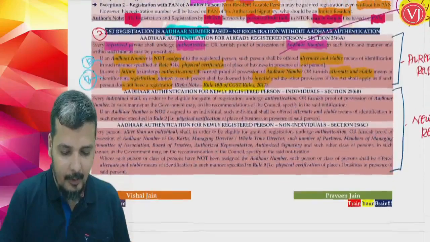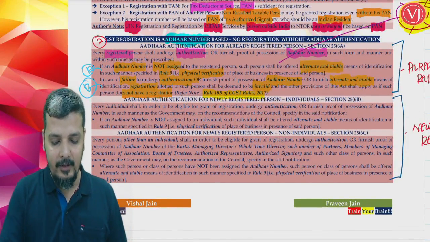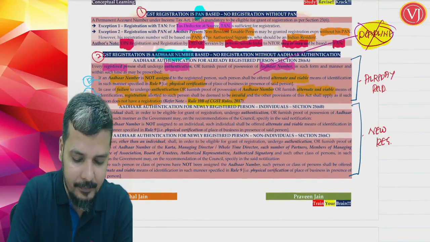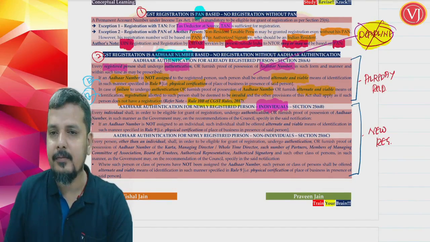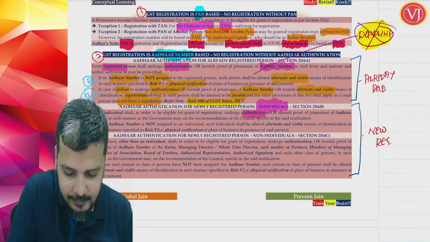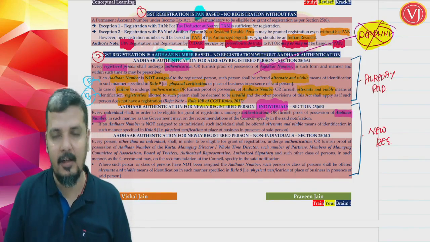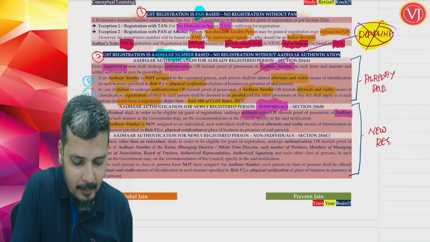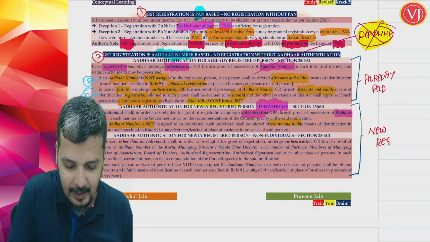Now talking about newly registered persons. If the newly registered person happens to be an individual, then he has to link his Aadhaar number or give the proof of the Aadhaar number. Either link or give the proof of the Aadhaar number. If he does not have an Aadhaar number at all, if you are not linking the Aadhaar, don't worry. There will be alternative means. Physical verification will be there.